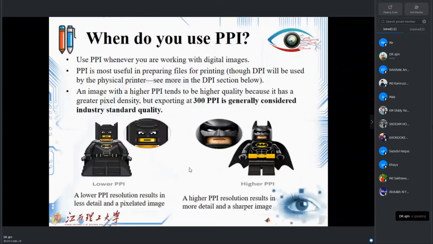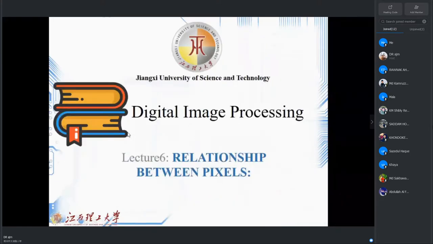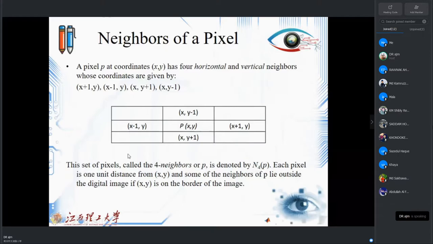Then we can continue for today with this topic: what is the relation now between the pixel? Okay. With the pixel, now let us see this 300 PPI in mathematical form. And consider that, suppose, you have the pixel coordinates at x and y.